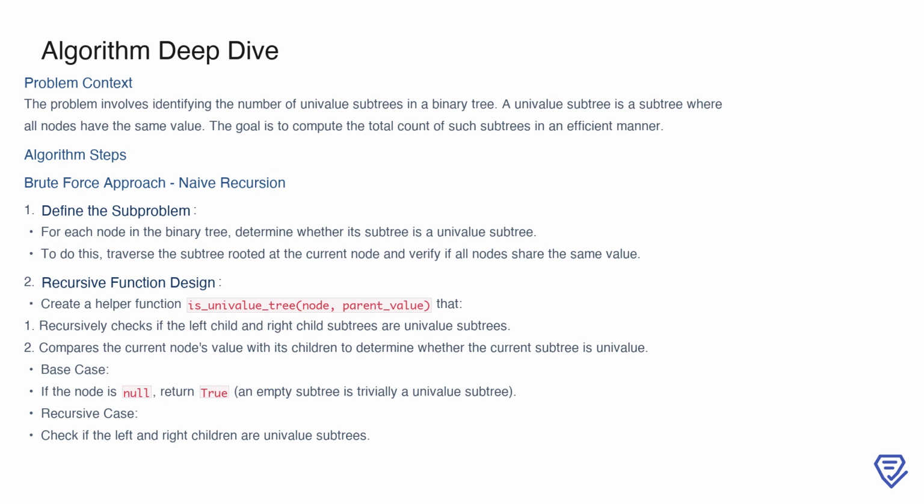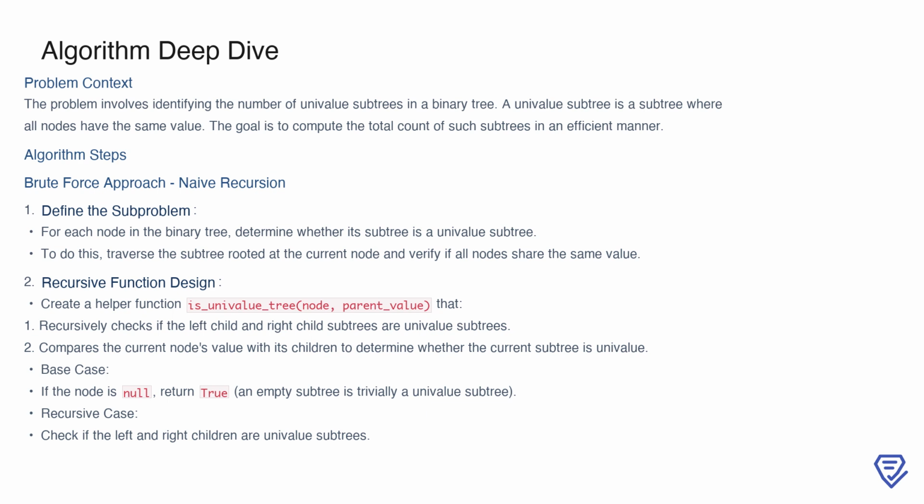To start, we can consider the brute force approach using naive recursion. The idea here is to define the subproblem. For each node in the tree, determine if its subtree is a Univalue subtree. To do this, we traverse the subtree rooted at the current node, verifying that all its nodes share the same value. This involves designing a recursive helper function, is_Univalue_tree, which checks the validity of the subtree by comparing the current node's value with its children.